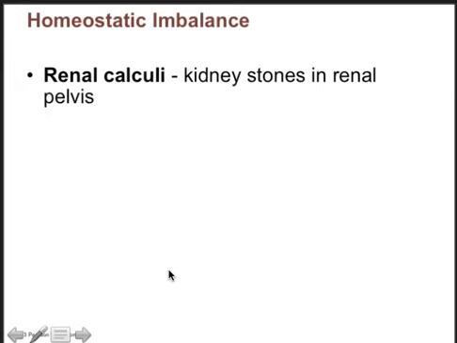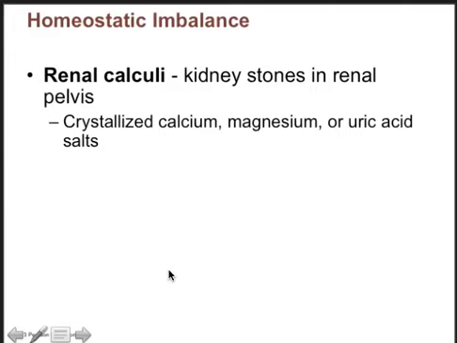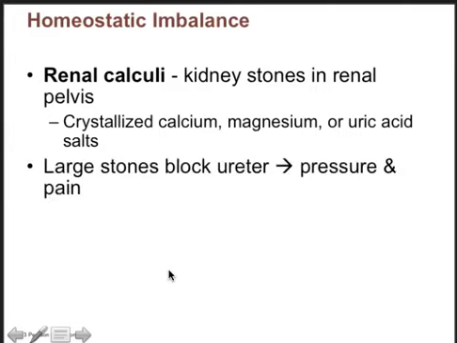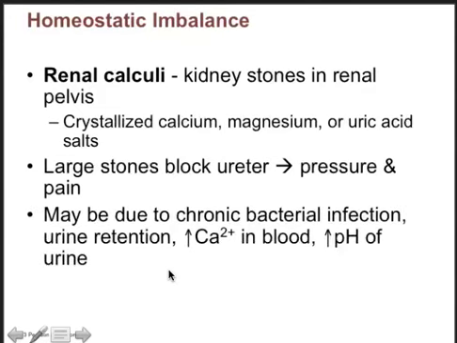Sometimes we can have electrolyte or fluid imbalances. This can result in pathological conditions in the kidney. Renal calculi are minerals that can deposit in the renal pelvis or lodge in the ureter. They're often crystallized calcium, magnesium, or uric acid salts. The type depends on the nature of the imbalance. The large stones can block the ureter. This results in pressure and severe pain. And this is referred pain. This is not pain where you'd expect it.